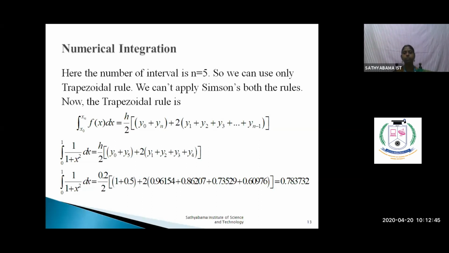And also Simpson's 3/8 rule. Simpson's 3/8 rule can be applicable only when n is a multiple of 3. That is, the number of intervals should be a multiple of 3. And here what's my n? n equal to 5. So that is also not satisfied here. Because of that reason, we can't apply both formulas, Simpson's 1/3 as well as Simpson's 3/8 rule. So only the trapezoidal rule is applied here.